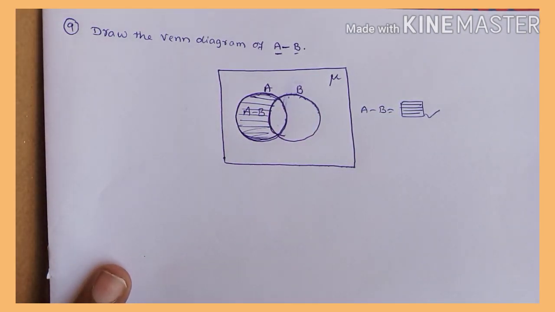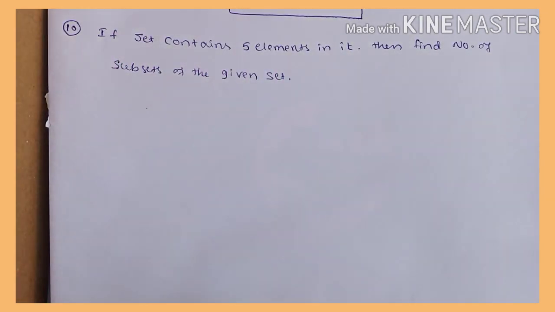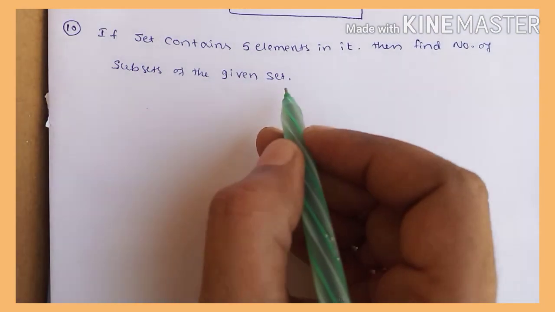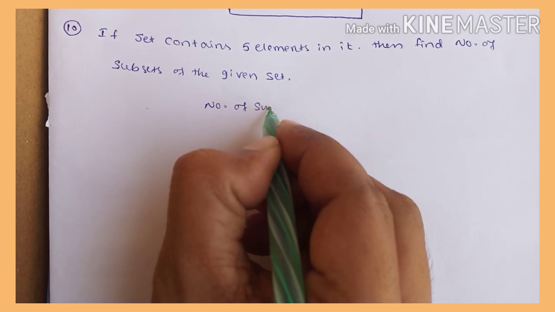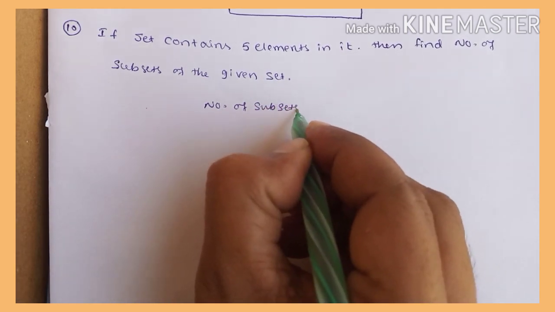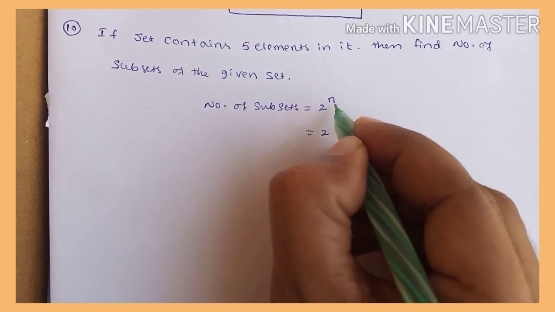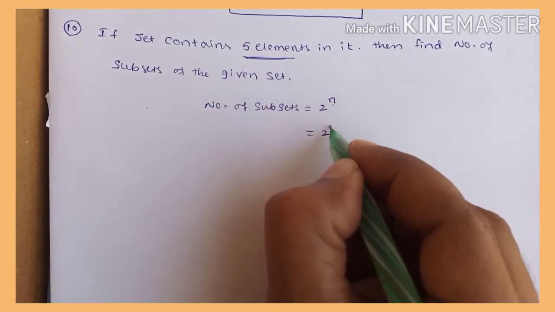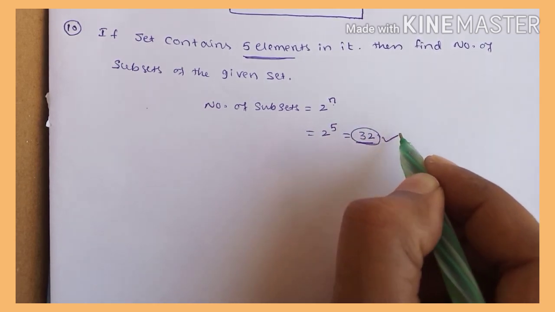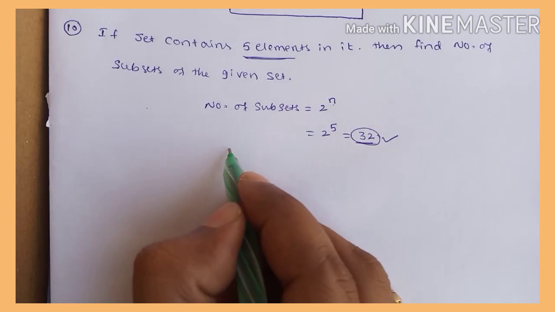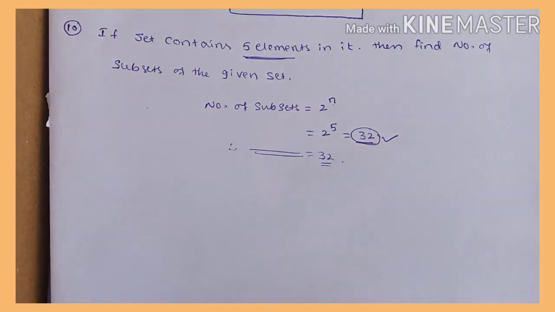Okay, next one. Now if a set contains 5 elements, find the number of subsets. We know the formula for the number of subsets is 2 to the power n. How many elements are there? There are 5 elements. 2 to the power 5 is how much? 32. Write the conclusion. Therefore, the number of subsets is equal to 32.